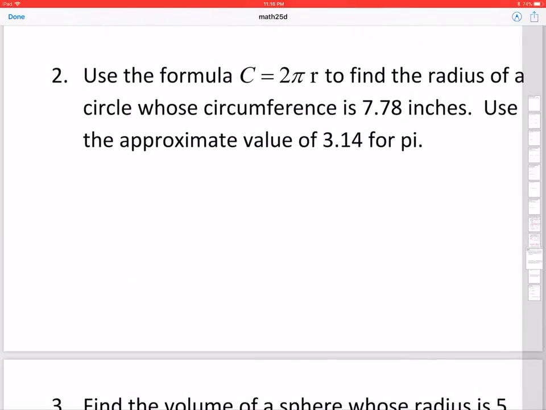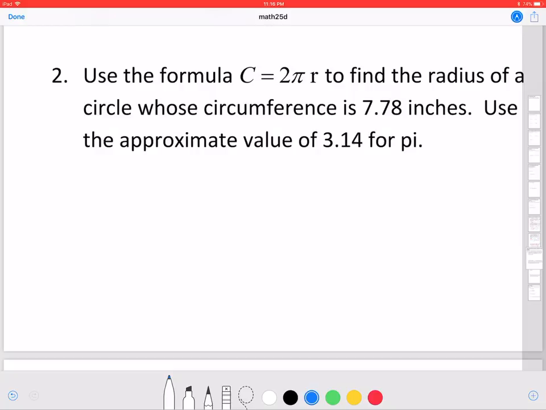Okay, number 2. Go ahead and read that problem. This is slightly different in that you are given the circumference, and you're asked to find r, the radius. Now, pi is actually an irrational number, the decimal goes on forever, but we are just going to approximate it using 3.14. So the formula given is C equals 2 pi r, and C is given as 7.78 inches.